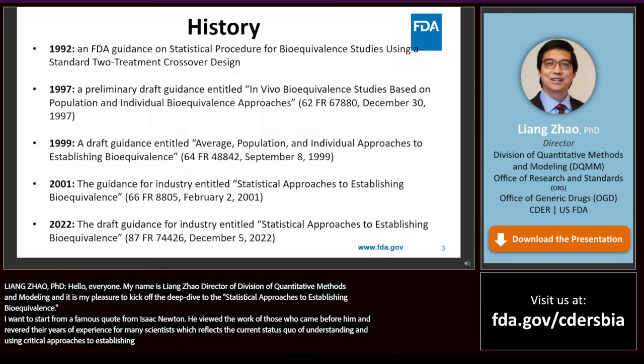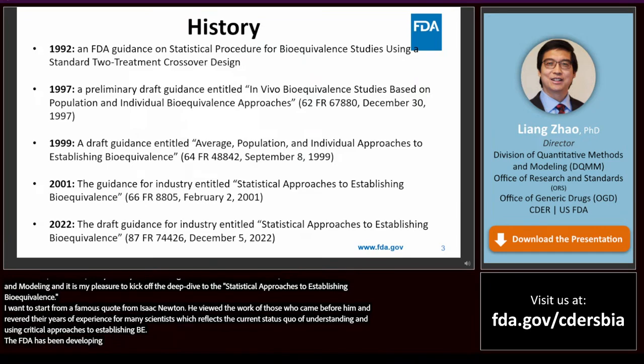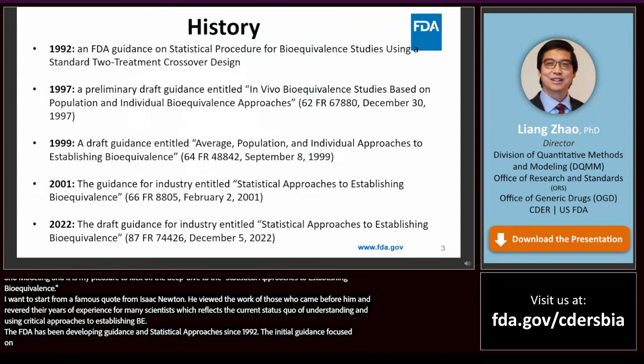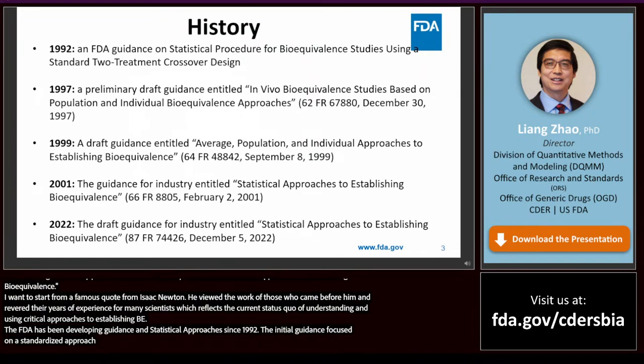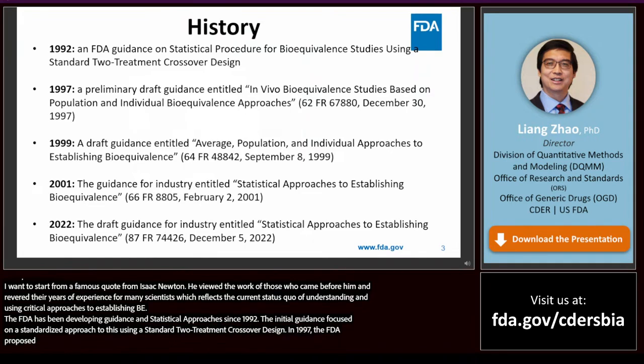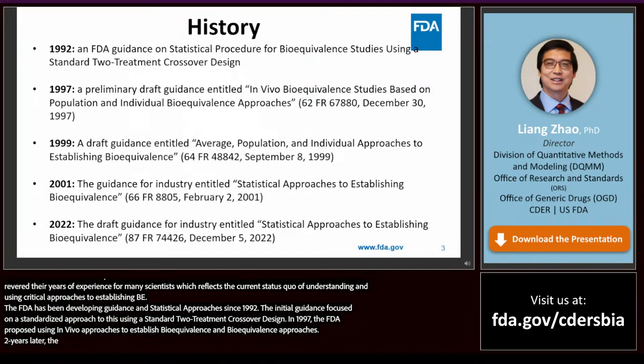The FDA has been developing and updating its guidance on statistical approaches to establishing BE since 1992. The initial guidance focused on a standardized approach to BE studies using a standard two-treatment crossover design. In 1997, the FDA proposed using population and individual BE approaches to assess bioequivalence in a preliminary draft guidance. 2 years later, the FDA expanded on its guidance and proposed 3 different approaches for establishing BE.